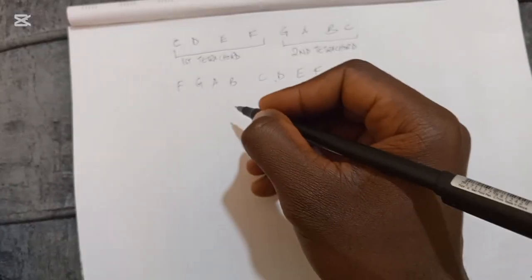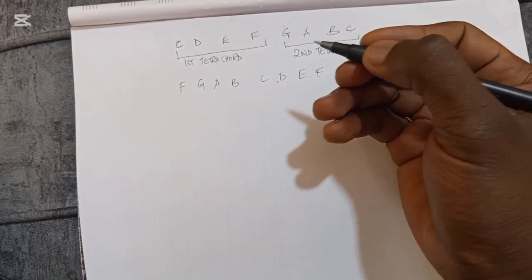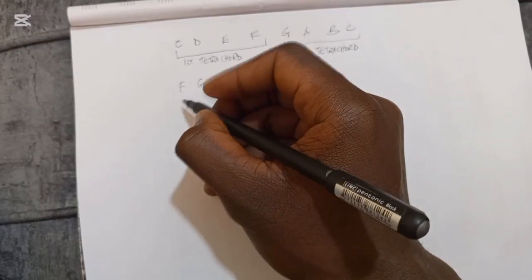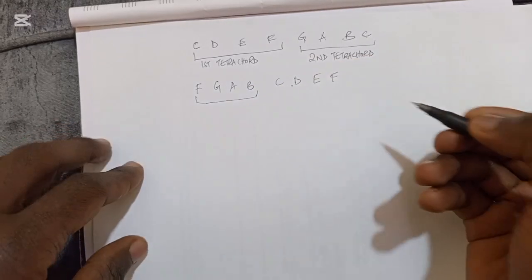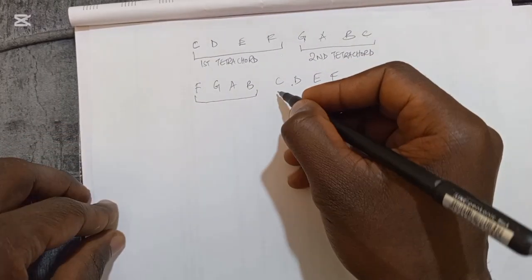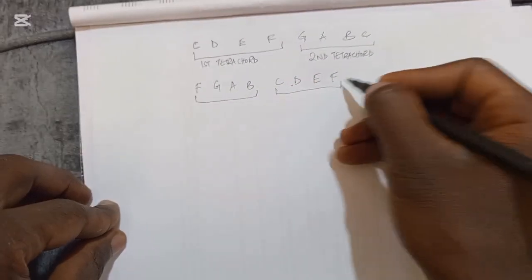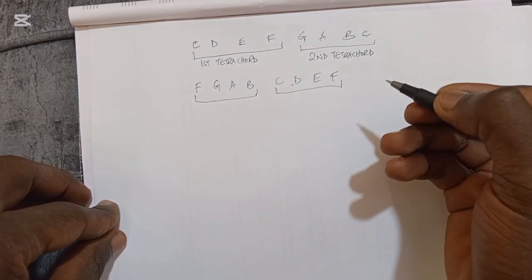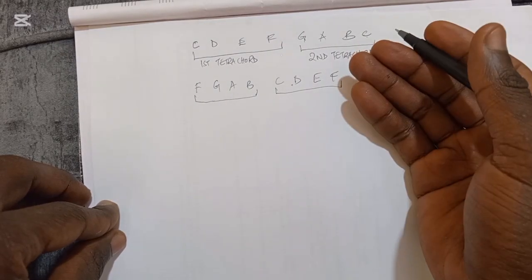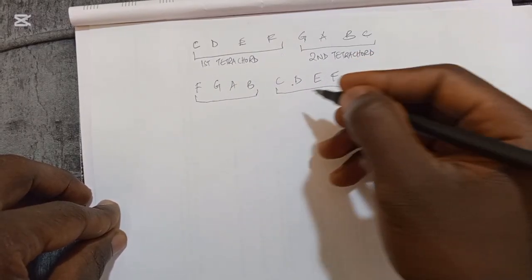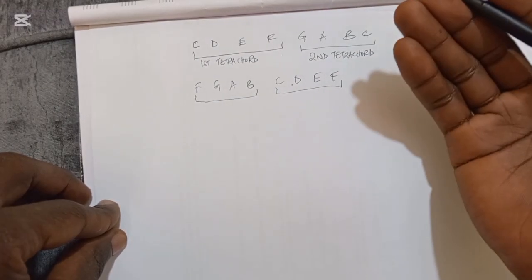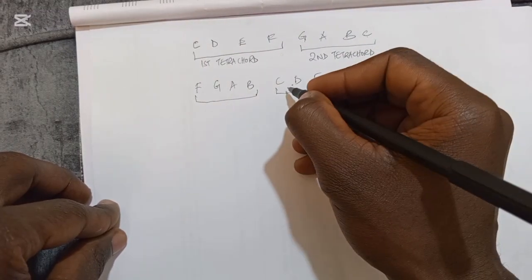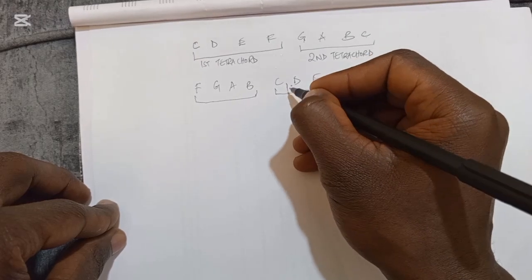So in this, let's also form those 2 tetrachords which are similar. The first tetrachord is going to be from F up to B. Then the second tetrachord is going to be from C up to F. So we realize that this second tetrachord is already filled. It already has the pattern that we want.